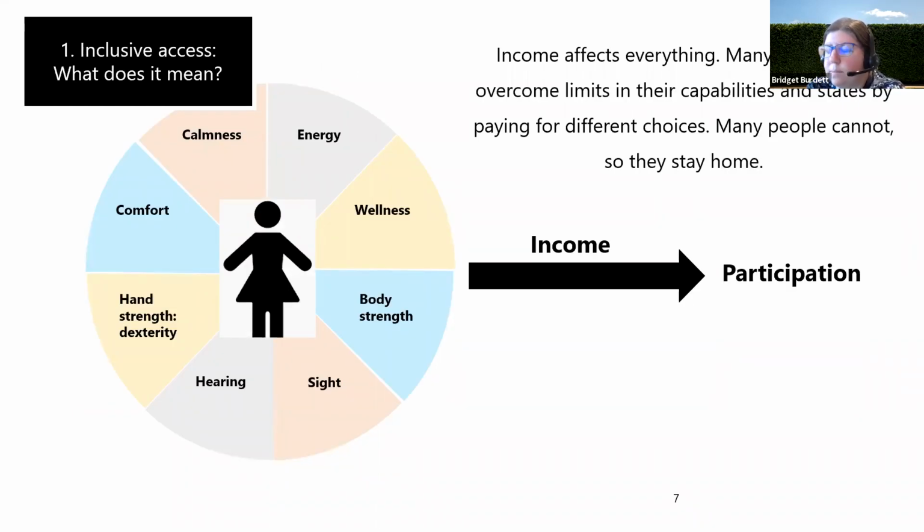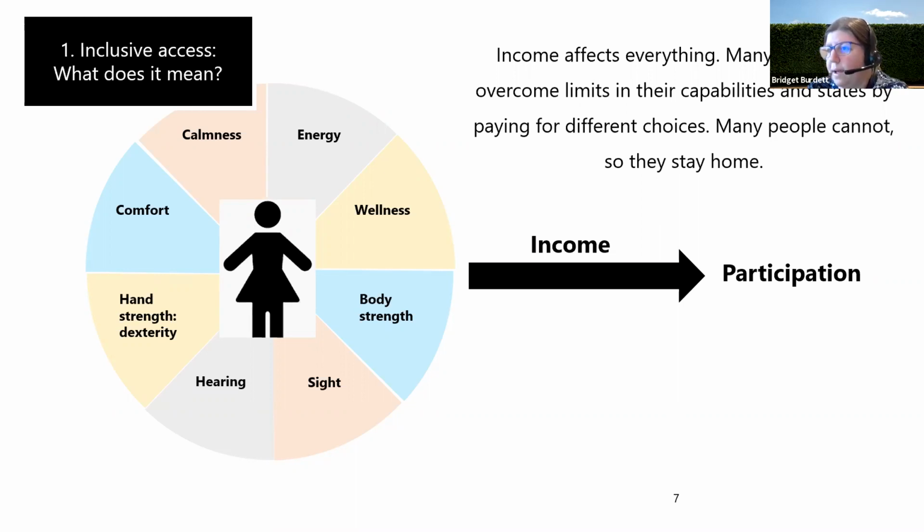And obviously, if you're employed, you're more likely to have a higher income, and income affects everything. It's like a cloud wrapped around all of these other capabilities and states. If you have money, then you can afford to overcome some of the challenges in your life more easily than someone who has the same challenges but who doesn't have money.